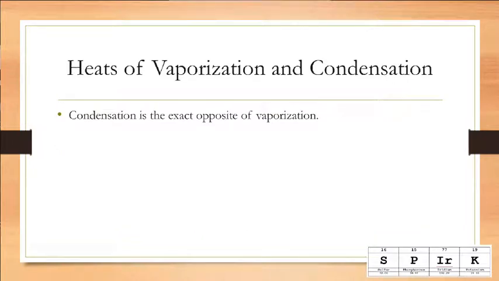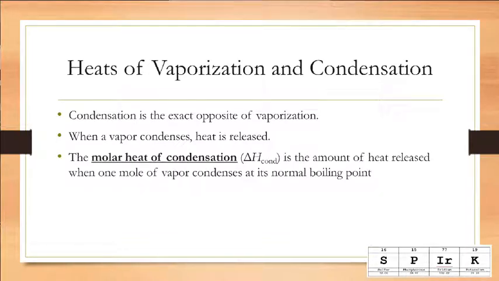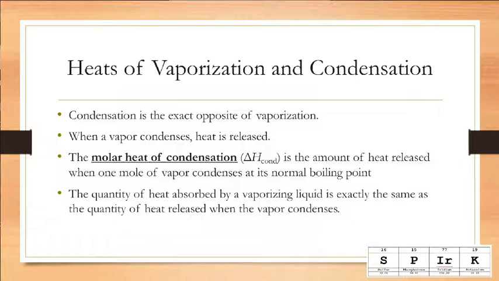Condensation is the exact opposite of vaporization. When a vapor condenses, heat is released. The molar heat of condensation, or delta H sub COND, is the amount of heat released when 1 mole of vapor condenses at its normal boiling point. The quantity of heat absorbed by a vaporizing liquid is exactly the same as the quantity of heat released when the vapor condenses. So, just like delta H of fusion and delta H of solidification, these are opposites.